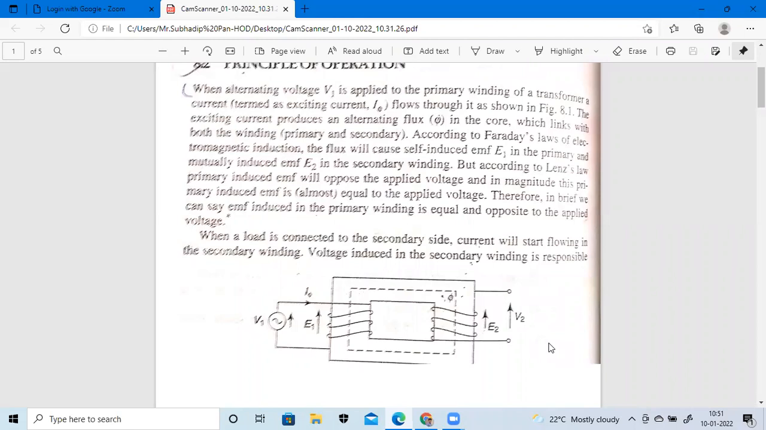Now, can anyone tell me how we can find the EMF induced value in the transformer according to Faraday's law?